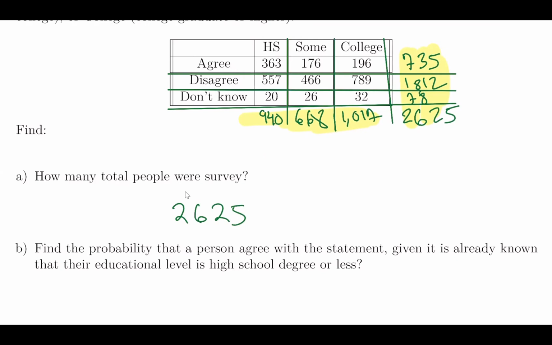Probably chapter 10 will also make this one look a little bit easier. But all right, so for this one, what's already given? What information do I already know? Do I already know they agree with the statement, or do I know their education level? So I know their education. For this one, what's the key word? Well, what do you think is the key word? Right here, the key word is given.